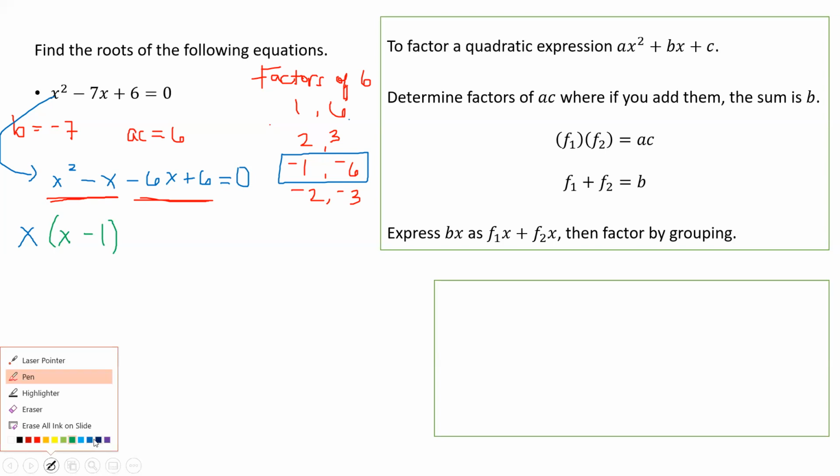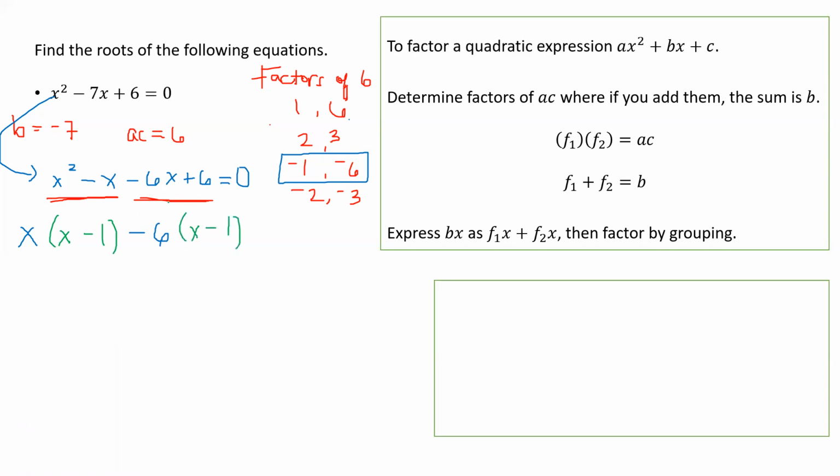And on the other side, we can factor -6, right? So we get -6 times x minus 1. Why will this be x minus 1? Well, negative 6x divided by negative 6 is just x, and positive 6 divided by negative 6 is just negative 1. So we'll also get x minus 1 equals 0.